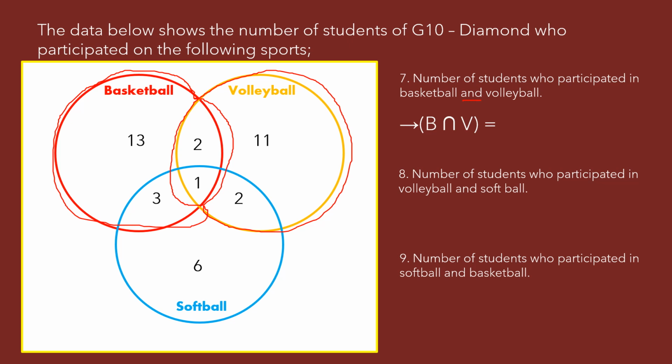So therefore, we are only going to add 2 and 1. So 2 plus 1, the answer is 3. So that is how we operate in terms of intersection. How about for number 8?